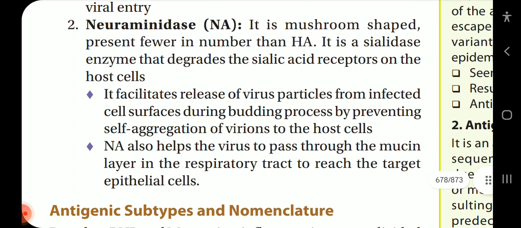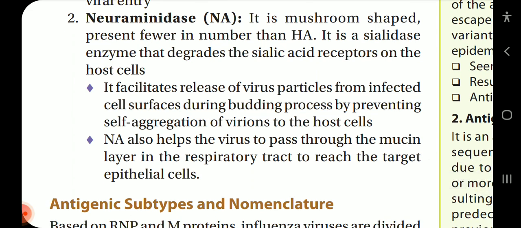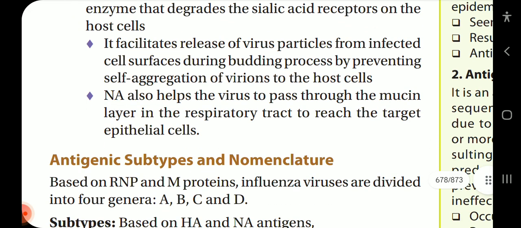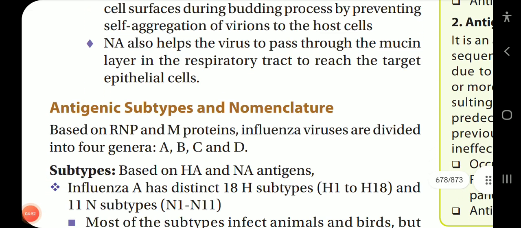Neuraminidase is mushroom shaped, present fewer in number than HA. It is a sialidase enzyme that degrades the sialic acid receptors on the host cells. It facilitates release of virus particles from the infected cell surface during the budding process by preventing the self-aggregation of virions into the host cells. NA also helps the virus to pass through the mucin layer in the respiratory tract to reach the target epithelial cells. The antigenic subtypes and nomenclature.